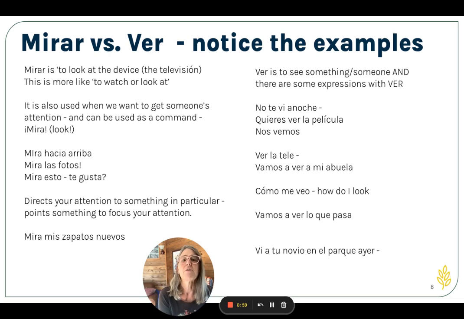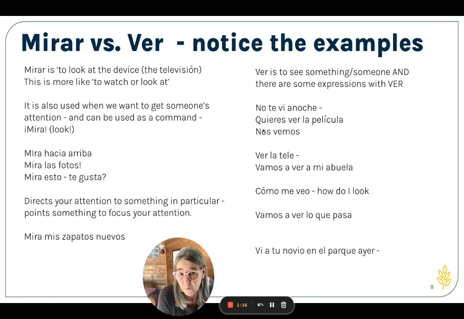Ver is more like to see something. So this is how I, as a non-native speaker, sort of distinguish. Mirar is more like to look. Ver is more like to see. So I didn't see you last night at the movies, right? No te vi anoche en la película, en el cine.